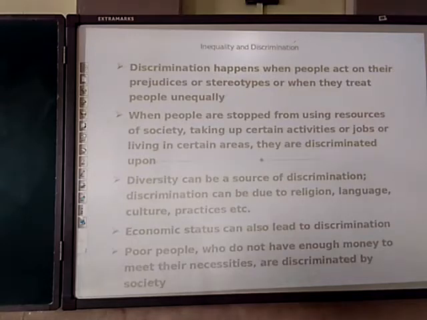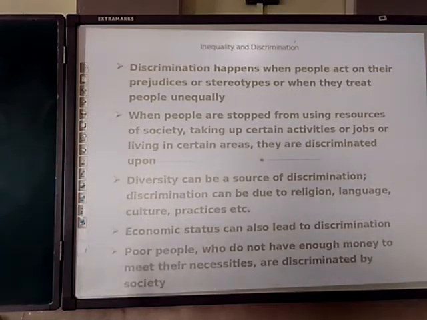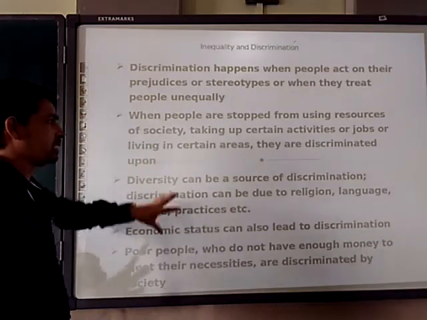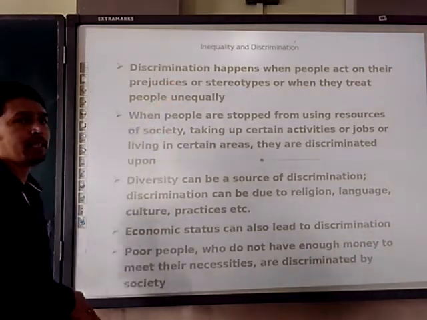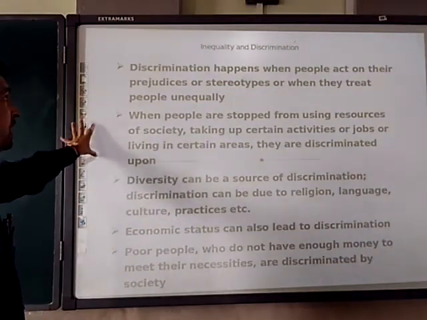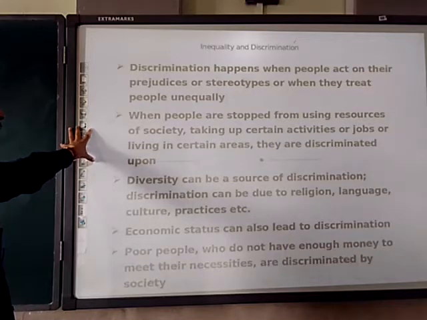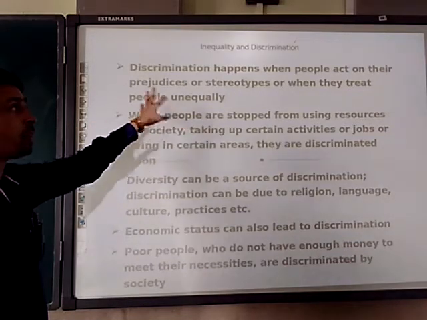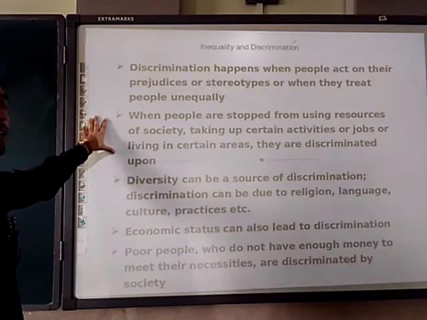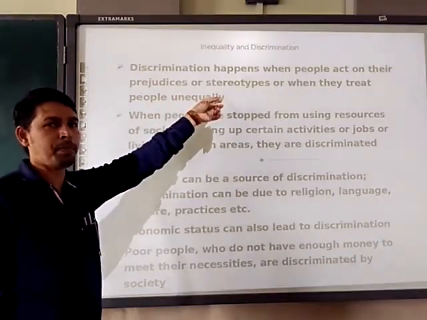Next, inequality and discrimination. So here I made a few points for you which are very important. That's the gist I have taken from inequality and discrimination. You have to go through it very properly. Point number 1. Discrimination happens when people act on their prejudice and stereotype, and they treat people unequally because of that prejudiced and stereotyped behavior.